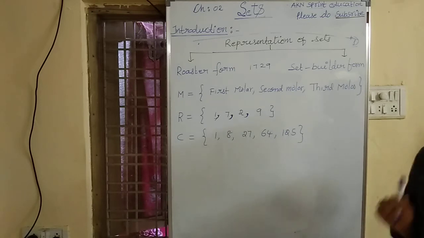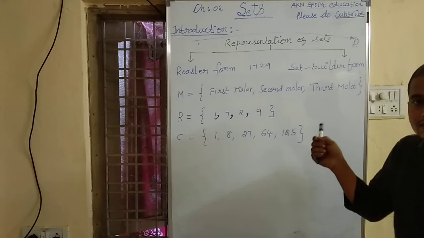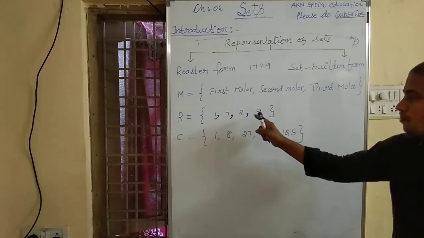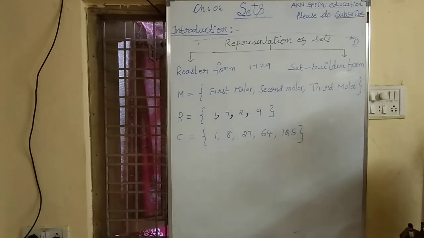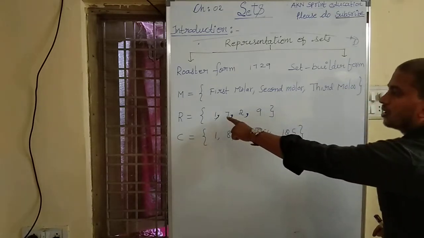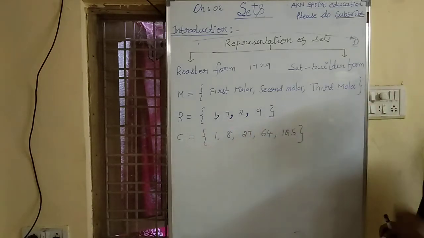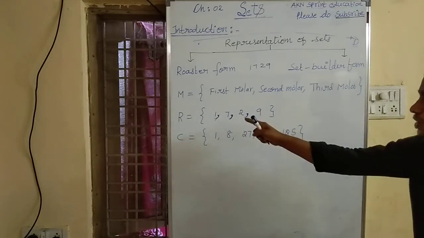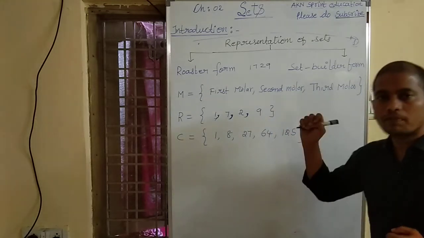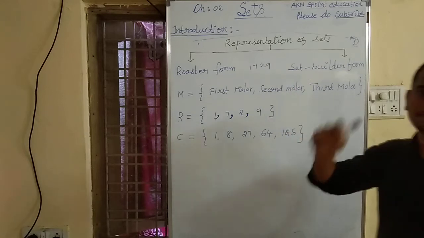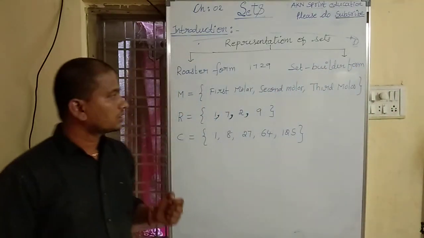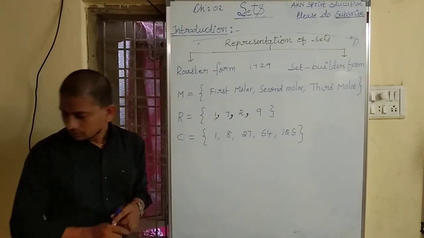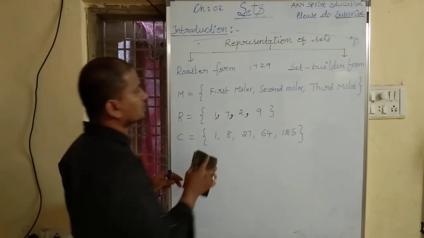Understood what you mean by roster form? When we list the elements in a set by a comma within the closed brackets, then this form is called roster form. Got it? What do you mean by roster form? Next one. Coming to set builder form.